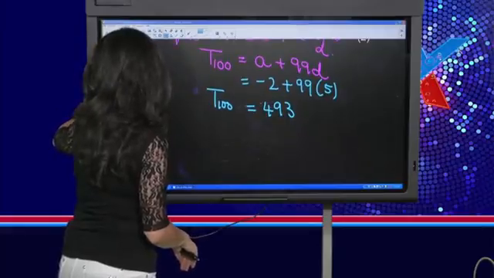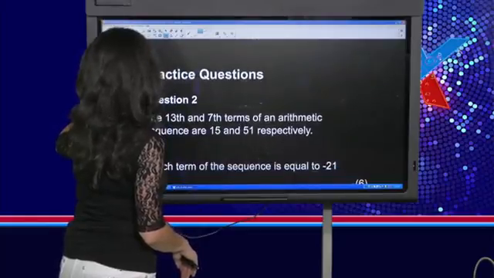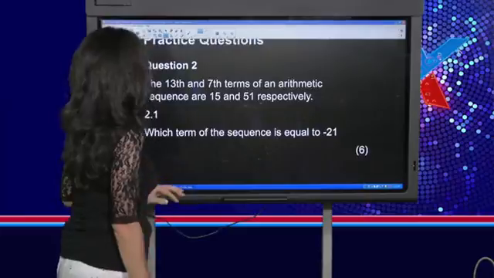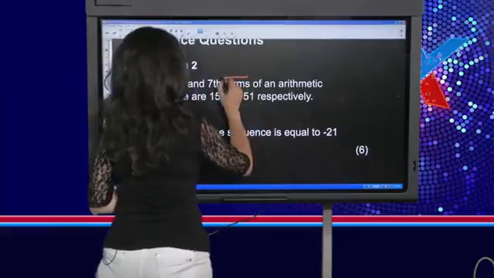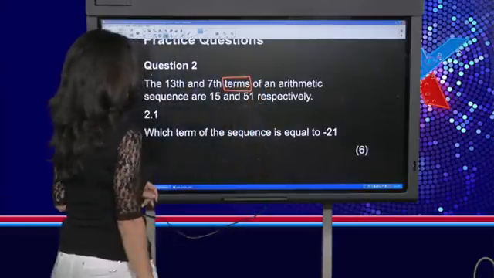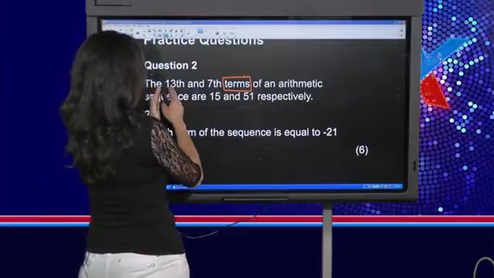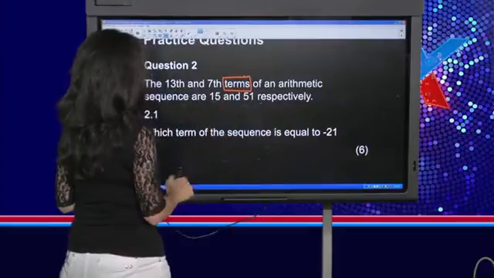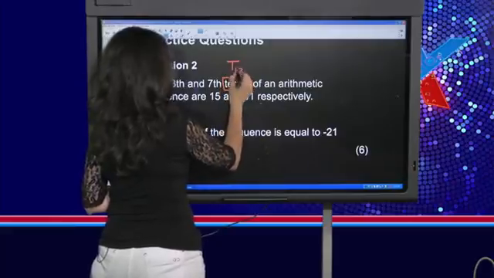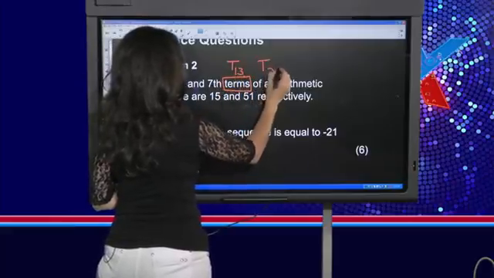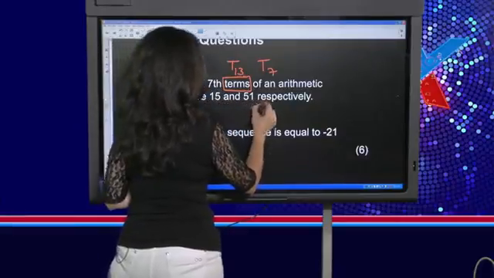Okay, so if we look at something in terms of the application of this, if we look at the 13th and 7th terms, the language that's used is very important. It is the term that we're looking for of an arithmetic sequence of 15 and 51. So we don't get these 13, 7, 15, and 51 values all mixed up. If it's terms, I'm talking about T, and I'm talking about position 13 and position 7. So position 13 is 15, and position 7 is 51, because they use the word respectively.